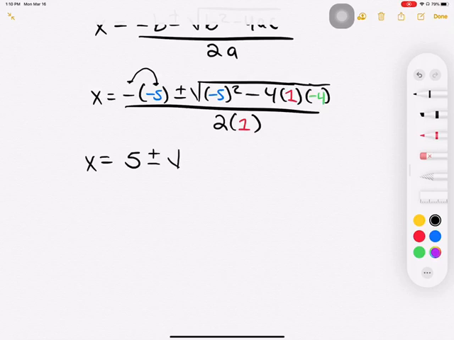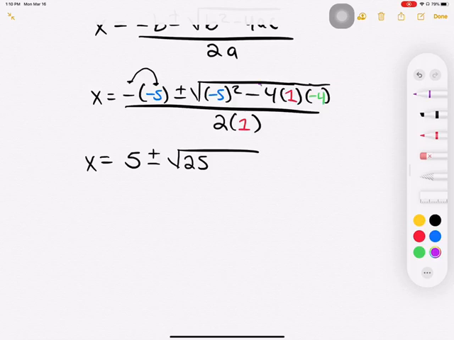Okay. Then plus minus the square root of, I'm going to start doing the operations inside the parentheses. The first number, the b squared, is always positive. Since you're taking a square, you always make the number positive. So that's going to be negative 5 times negative 5, that's 25.